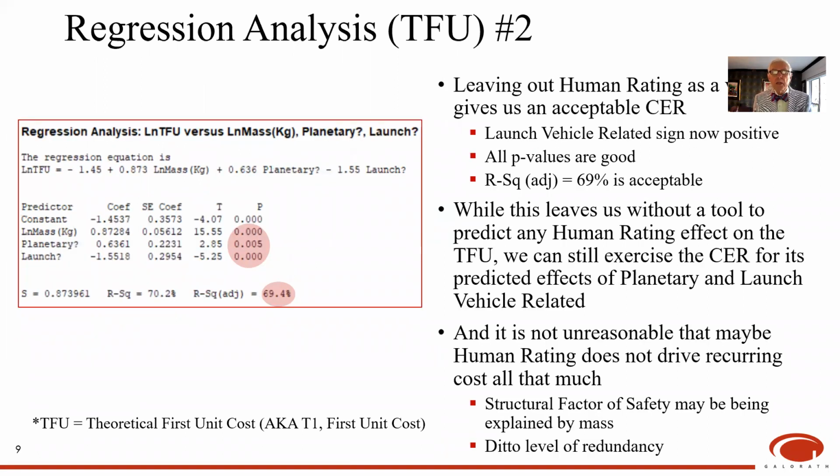So if we do that, leaving out human rating, we now get an acceptable CER. The launch vehicle related sign flipped to positive. All our p-values are good. And our R-squared adjusted is acceptable at 69%.